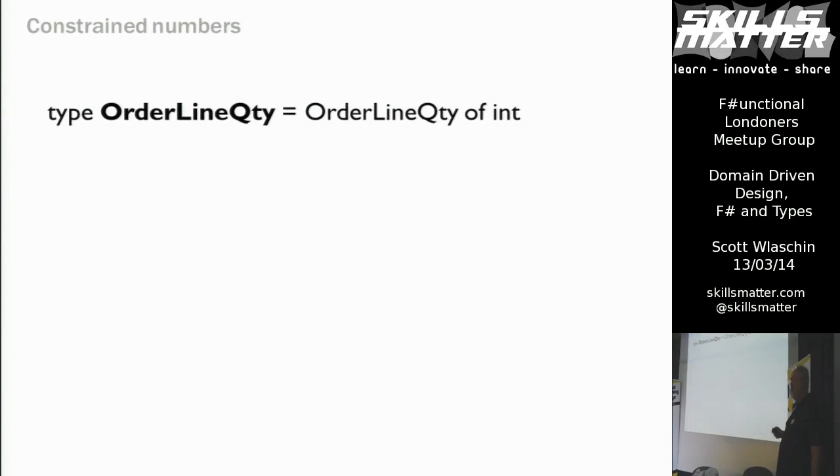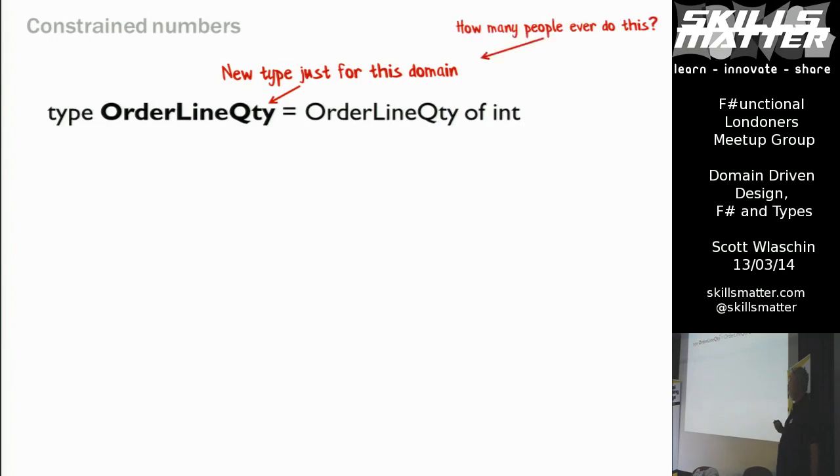All right? What you need to do is create a type called order line quantity, okay? And it has certain properties. And it's a new type just for this domain. Now, this is the kind of thing where most people won't be bothered to create a new type. How many people ever created a new type just for an order line quantity? Very, very few, I'm willing to bet, because it's a lot of work. Now, in F# it's a one-liner, but in C# or Java, it's kind of annoying. It's like, well, I can't be bothered.